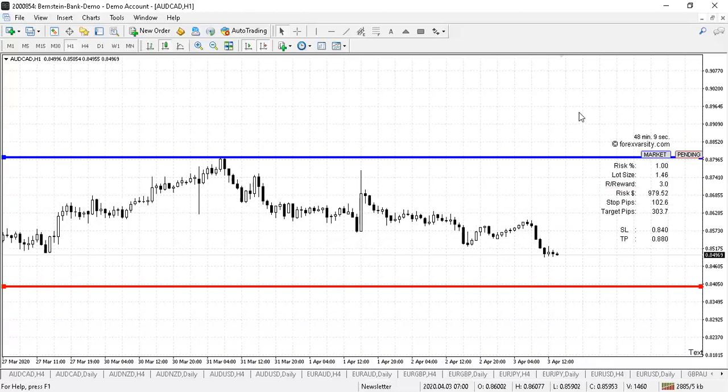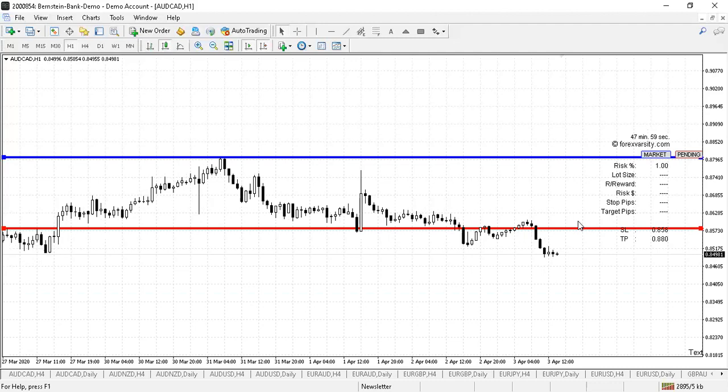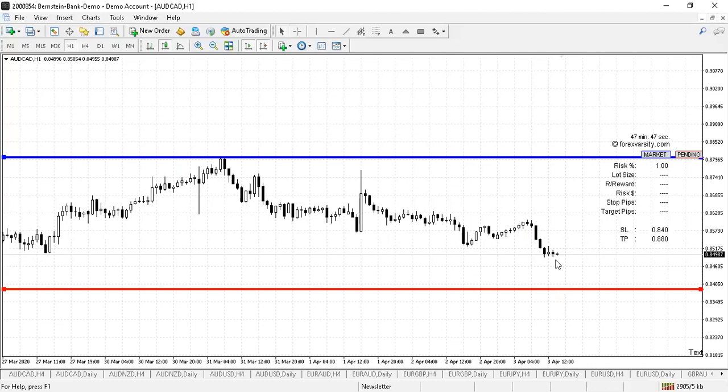So it's really important, as simple as it might sound, that the red line and the blue line are either side of the current market. Because if you try and place a trade like this, then the computer's not going to understand. You can't have this: there's the current price, there's the stop loss above, and there's the take profit also above. So you've got to make sure that your red line and your blue line are either side of the current market price.